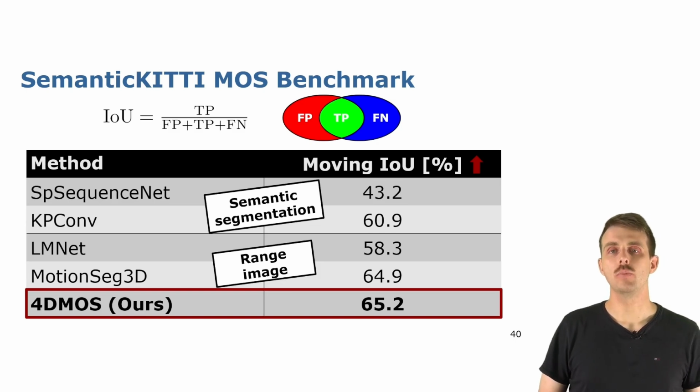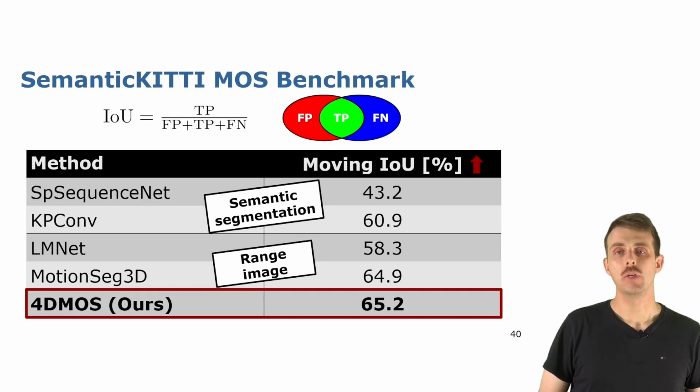And here you see two baselines that do a multi-scan semantic segmentation and two methods that operate based on range images. And we can see that our approach is on par or better than these.